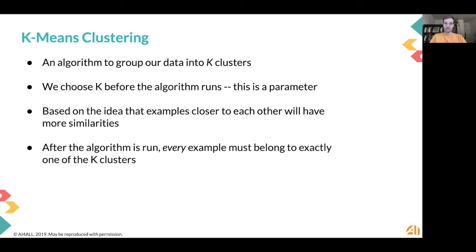And then finally, this algorithm requires every single example to belong to exactly one of the K clusters. So at the end, you'll get an assignment of every data point to exactly one cluster. So this doesn't allow overlapping clusters, allowing a single data point to belong to multiple communities, for example. And it doesn't allow any outliers to exist outside of one of these clusters.